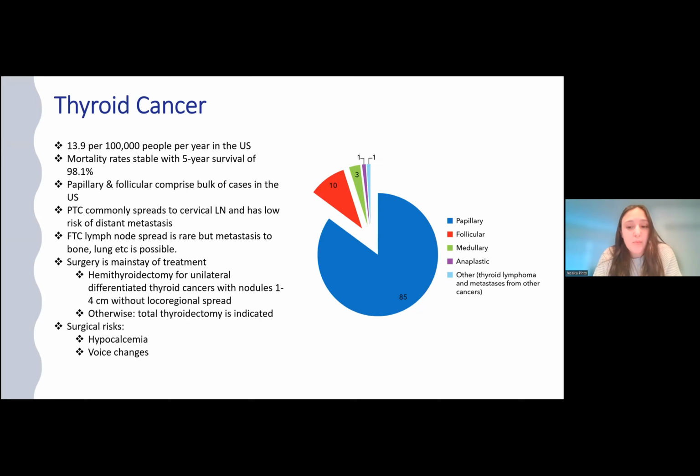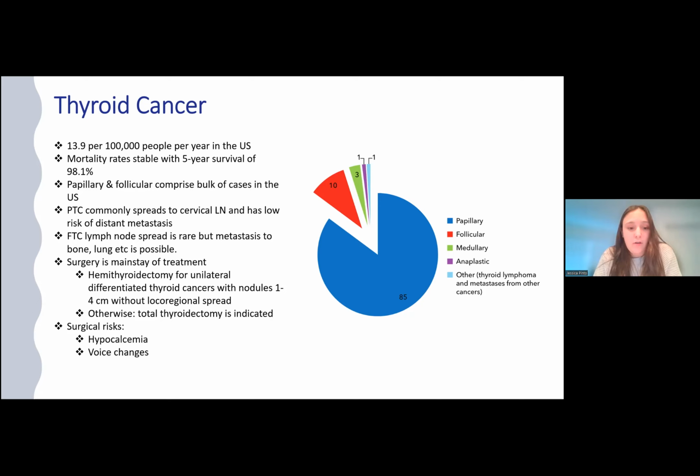The most common types, papillary and follicular, which make up 95% of them, are actually pretty well differentiated, tend to be less aggressive compared to anaplastic, which makes up 1% and is very aggressive, and sometimes doesn't really have any great treatment options. So interestingly, the papillary thyroid carcinomas very commonly will spread to cervical lymph nodes, whereas follicular thyroid carcinomas will not. But follicular can metastasize to bone and lung, whereas the papillary have a very low risk of distant metastasis. The mainstay of treatment for thyroid cancers is truly just surgery.